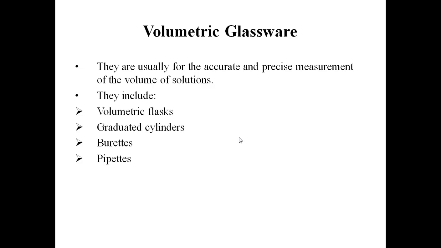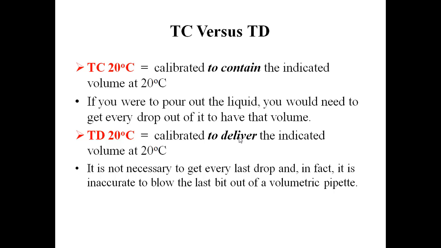Now, volumetric glassware. What are the different volumetric glassware, and what are the different specifications written on them? We will discuss one by one. Generally, volumetric glassware includes volumetric flask, graduated cylinder, burettes, and pipettes. But on all of these, two terms are generally used to define the glassware: TC and TD. What is the meaning of TC and TD?